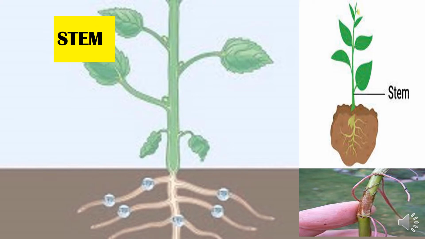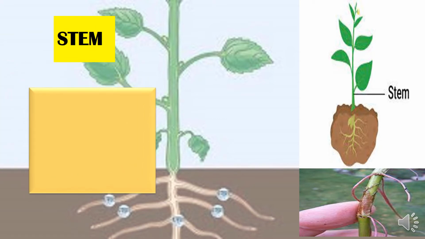So the first thing that appears from the soil and grows against gravity is called the stem. There are different kinds of stem present in nature. You might have seen some plants have a thick stem, some plants have a green stem, some plants have a very fragile stem.